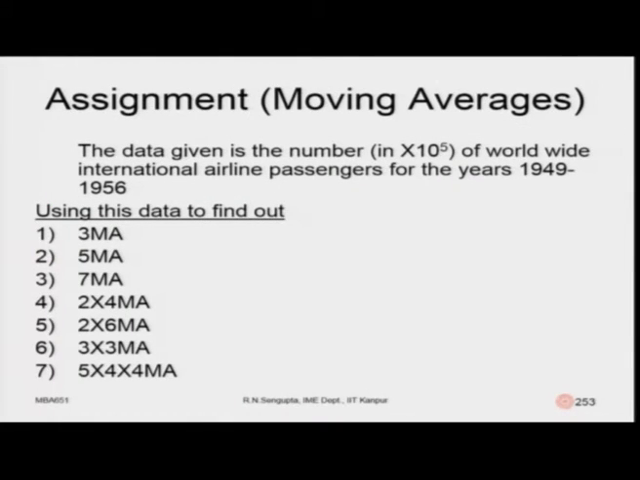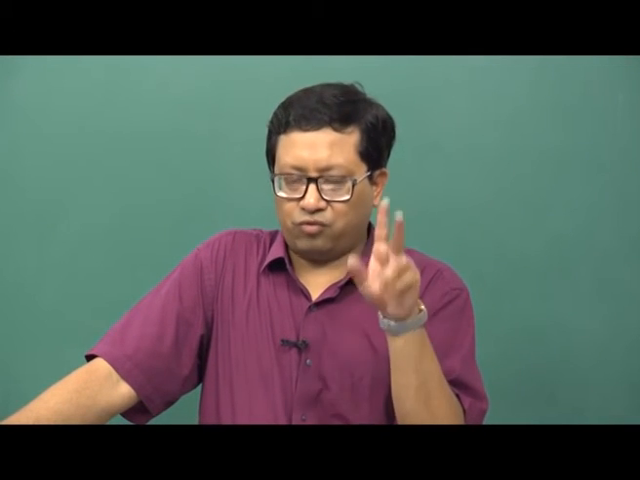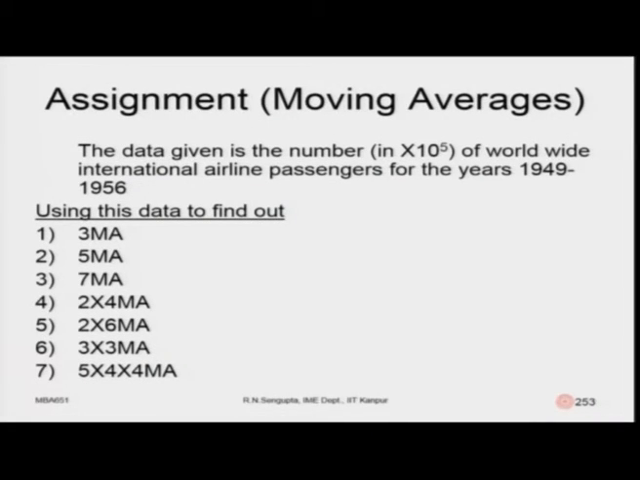Now, we have the data given in the number in 10 to the power 5 of worldwide international airline passengers for the year 1949 to 1956. So, you have to use this data to find out the 3 month moving average, 5 month moving average, 7 month moving average, point 1. Then you find out 4 month moving average 2 times, 6 month moving average 2 times, that means you are trying to find out the 3 month moving average 3 times and 4 month moving average into 4 month moving average into 5, depending on the accuracy which you want.